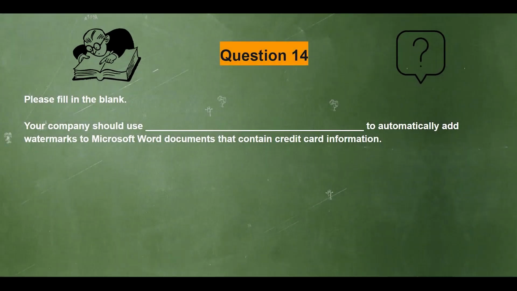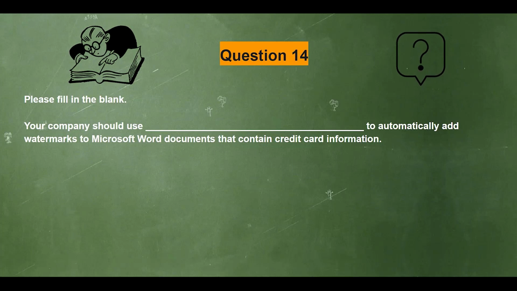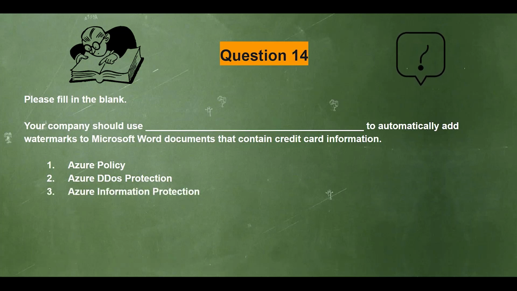Question 14. Please fill in the blank. Your company should use dash to automatically add watermarks to Microsoft Word documents that contain credit card information. And the options are: Number 1, Azure policy. Number 2, Azure DDoS protection. Number 3, Azure information protection. And number 4, Azure Active Directory identity protection. And the correct answer is Option 3.